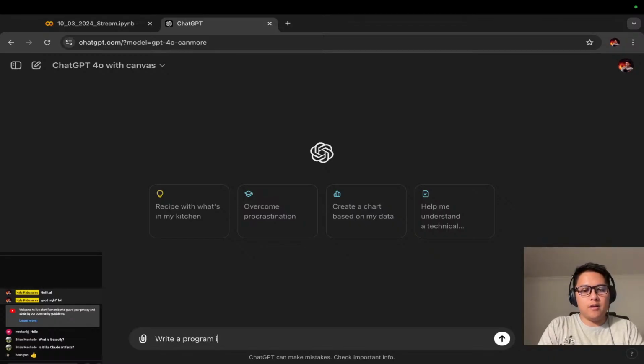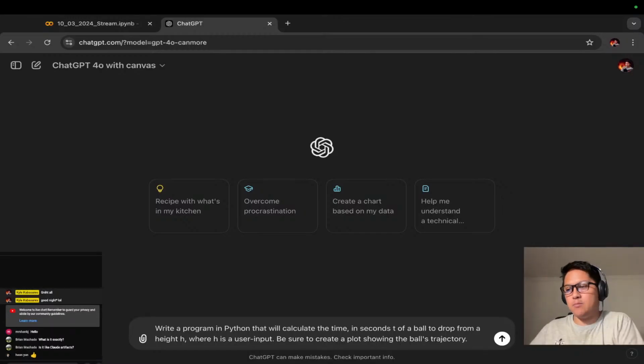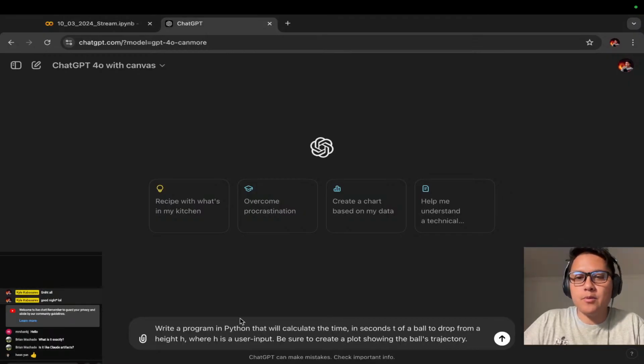Write a program in Python that will calculate the time in seconds t it takes a ball to drop from a height h, where h is an input. Be sure to create a plot showing the ball's trajectory. Alright, so that's the very first exercise in this book, more or less. It's just dropping a ball from a tower. Very simple physics exercise. Let's see how this works.